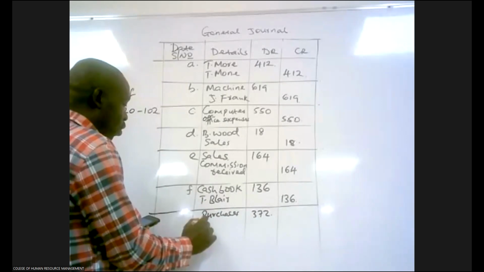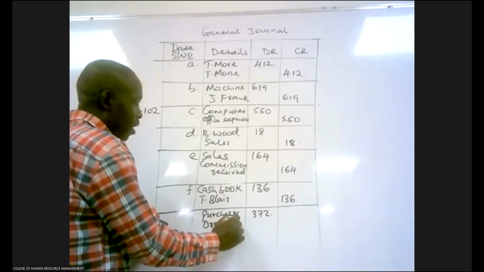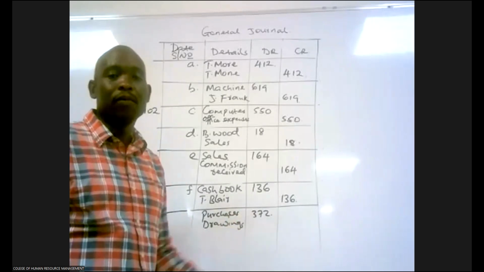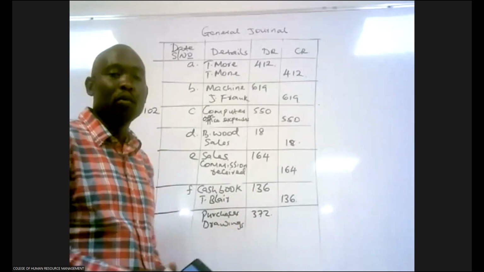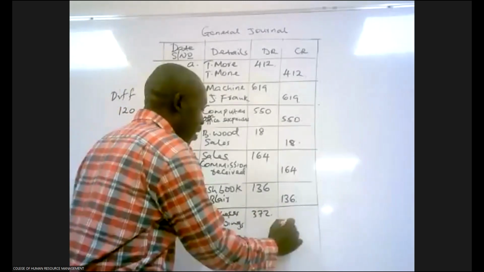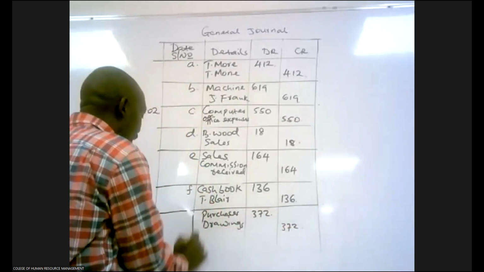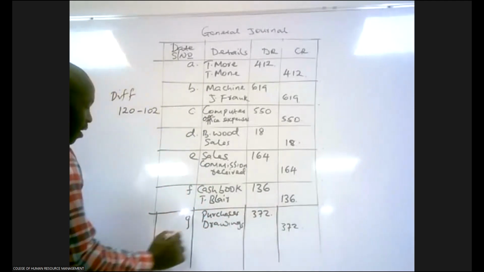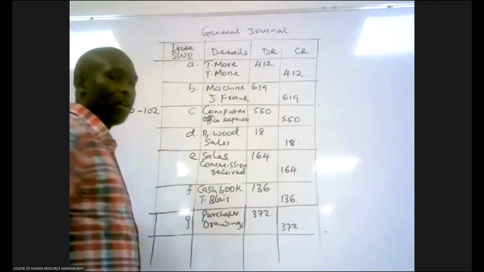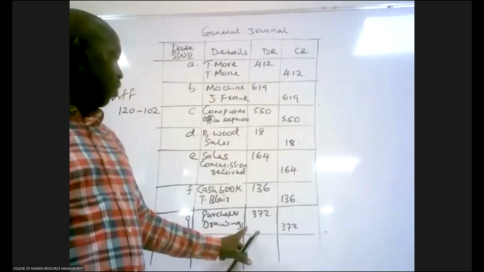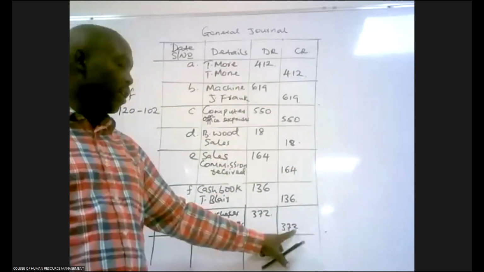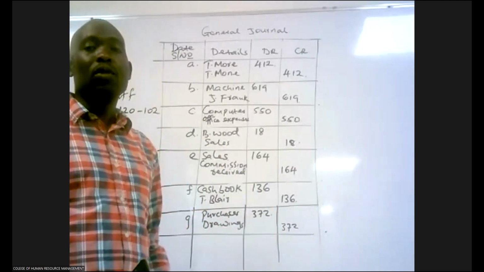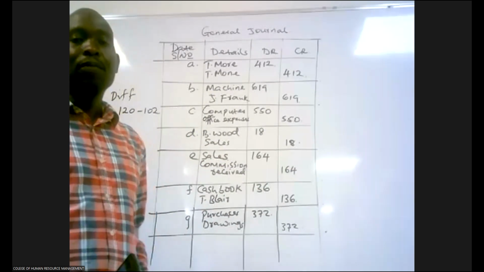Then you credit drawings. Why are we crediting drawings? It was debited on behalf of purchases. So we are canceling. It was not supposed to be debited. So we credit by 372 to reverse or to cancel that wrong entry that was made there. You cancel where it was entered wrongly. Drawings was debited. Now we credit. That is just reversing. Then debit the correct account, which is purchases.